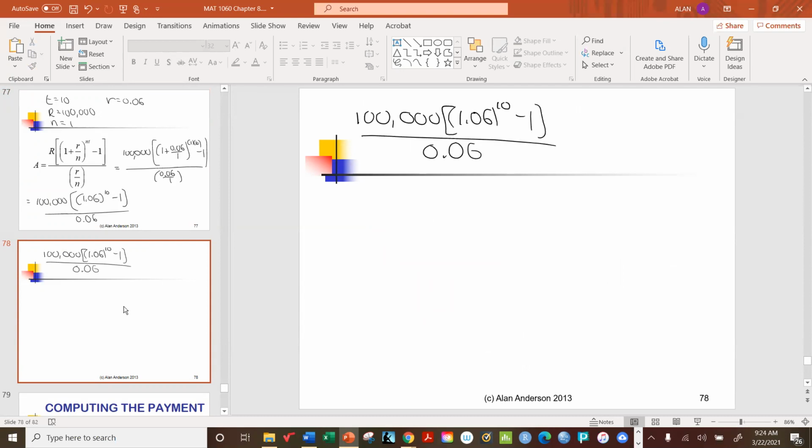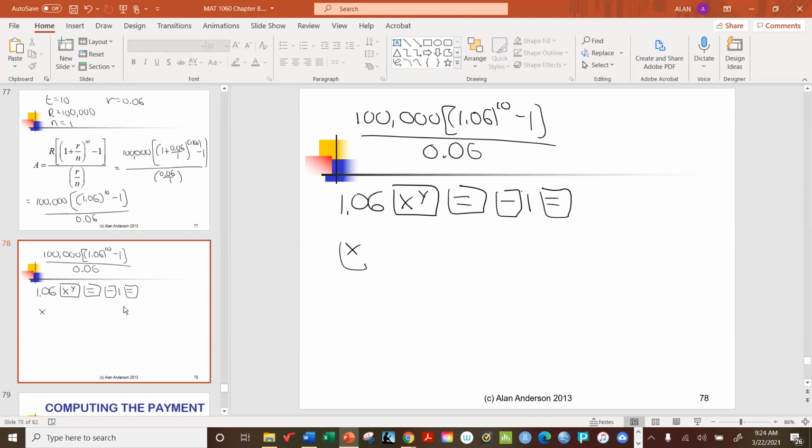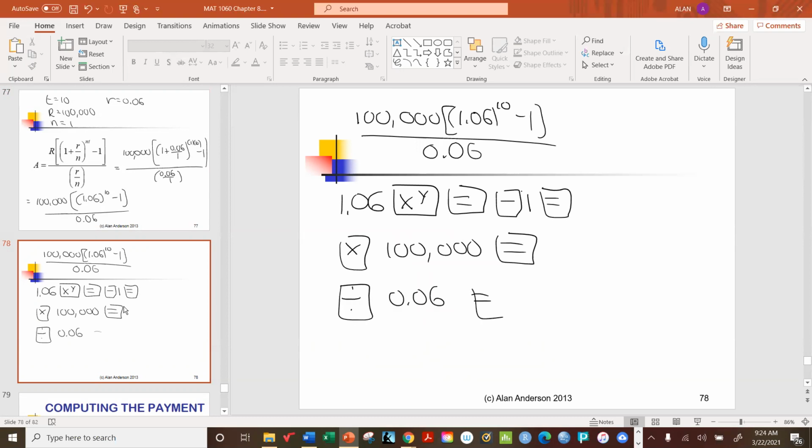So what I think you might want to do is solve for what's inside the brackets first. 1.06 to the 10th equals, minus 1 equals. So now you have what's in the brackets times 100,000 equals. That gives you the numerator, and then divided by 0.06 equals. Now what I'm going to do is get out my calculator and show you what you would get after each of those stages.